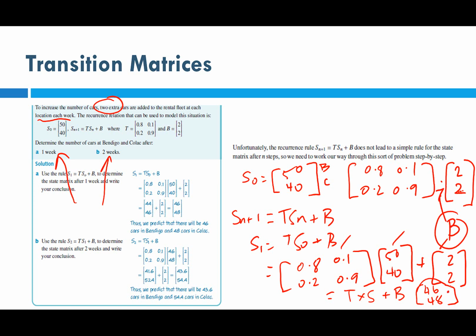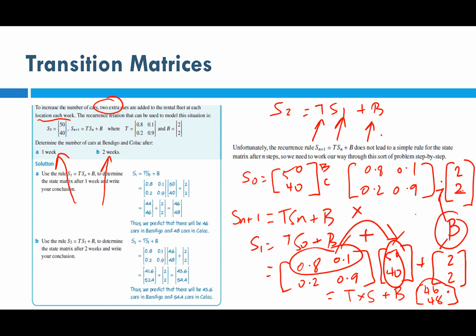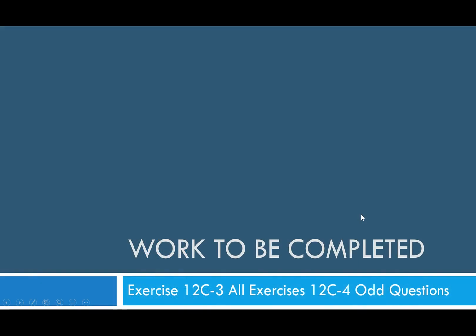Okay? Now, the next part of the question says for 2 weeks, exactly the same steps, but you've got to show the working out, yeah? S of 2, I'll just do it up the top here, equals T S of 1 plus B. Put that stuff in. Remember, don't forget to do your lines that we're multiplying and adding here, and we're also adding it to that column there too. And then you can get the answer for S of 2 just by using your graphics calculator, but you're still showing the working out. Guys, that's it.